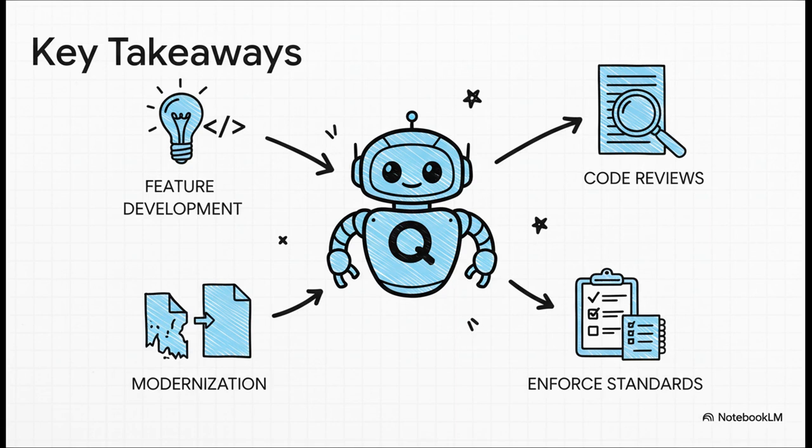So, if we boil it all down, what's the big takeaway? Amazon Q Developer is here to automate a lot of the heavy lifting, from coding new features to reviewing your work and even modernizing old code. And the best part? With project rules, it does all of this while following your team's standards, making it feel like a real integrated part of your workflow.